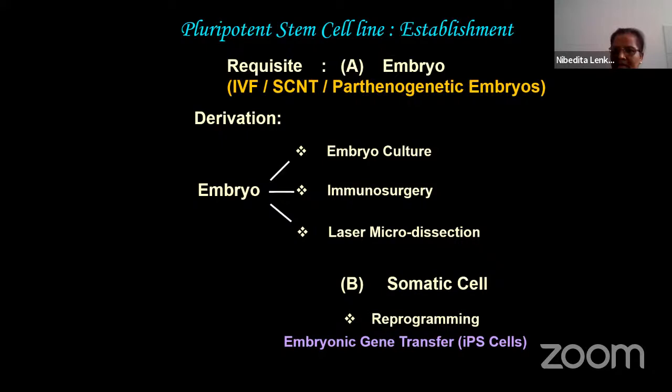embryonic stem cell. Same is also true for SCNT, that is somatic cell nuclear transfer. I will also talk about what it is. And then parthenogenetic, basically it is a vegetative propagation, seen in the animal kingdom. So from these embryos, one can derive the embryonic stem cells.